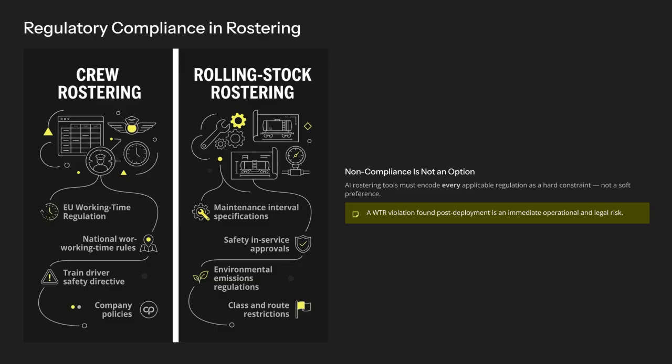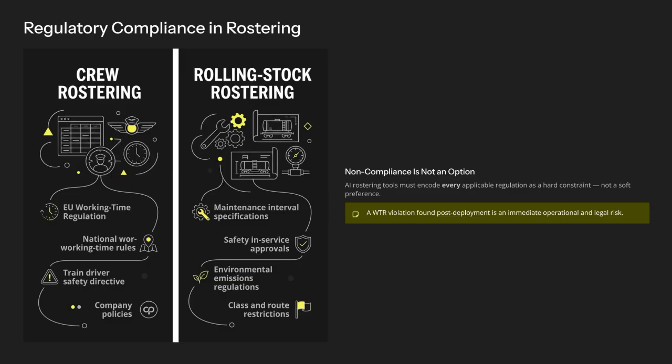So, what does this mean for how rostering AI must be designed? These constraints cannot be soft objectives. They cannot be trade offs that the optimization algorithm weighs against cost or efficiency. They are inviolable boundaries, hard limits. The system enforces them, or the system is not fit for purpose. In practice, that means several things. Before any roster is finalized, the AI runs explicit constraint checks against every crew member's assignment.